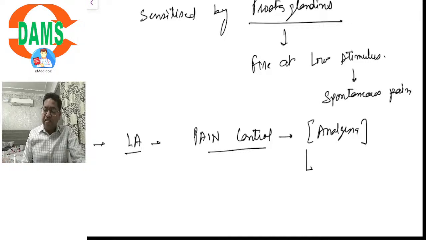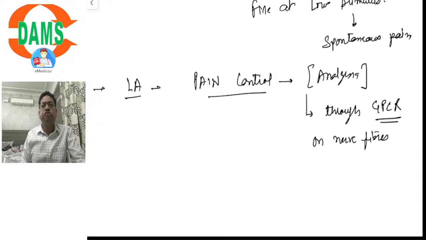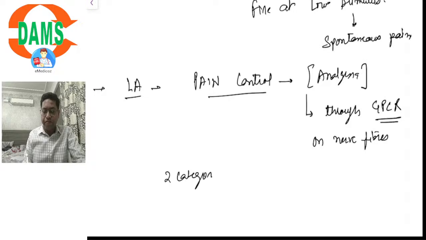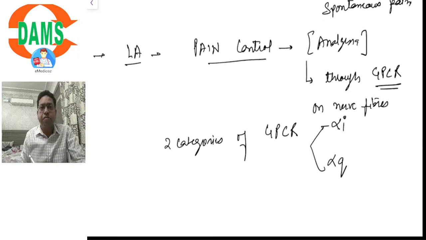And this analgesic action is through G protein coupled receptors, GPCRs, on nerve fibers. What does GPCR stand for? GPCR stands for G protein coupled receptors. On the nerve fibers, there are two categories of G protein coupled receptors. They are represented as alpha I and alpha Q subtypes of G protein coupled receptors.